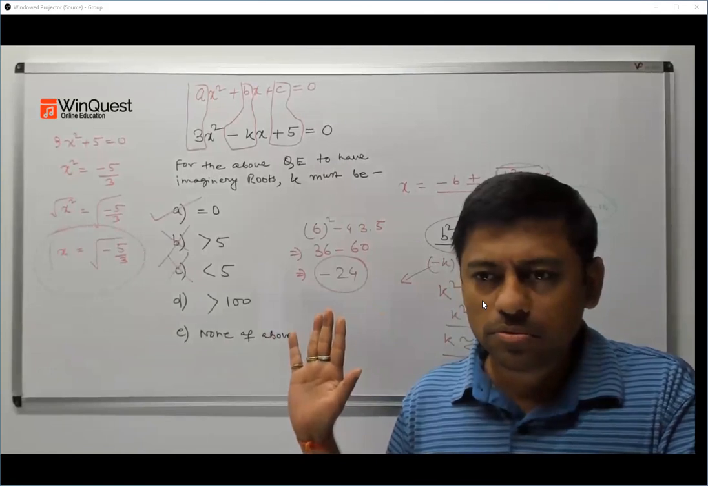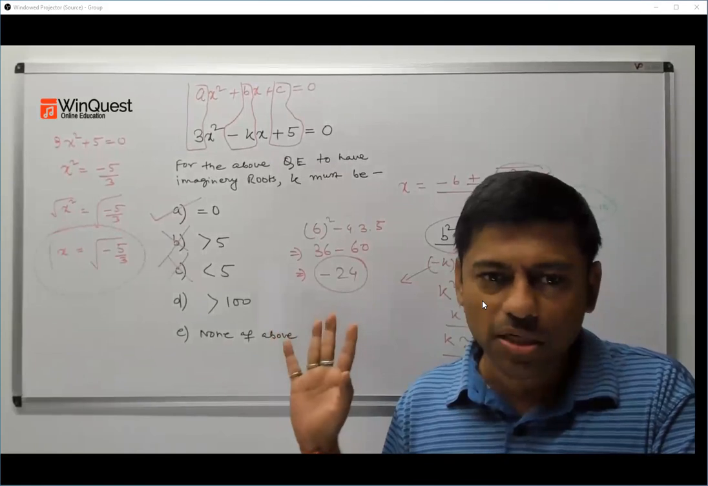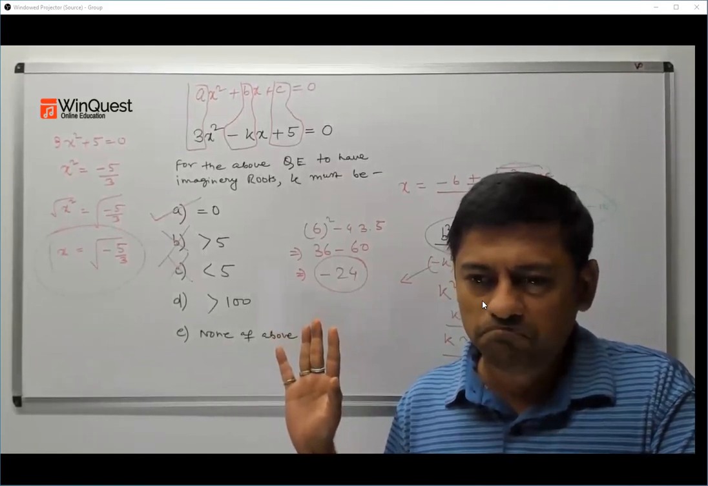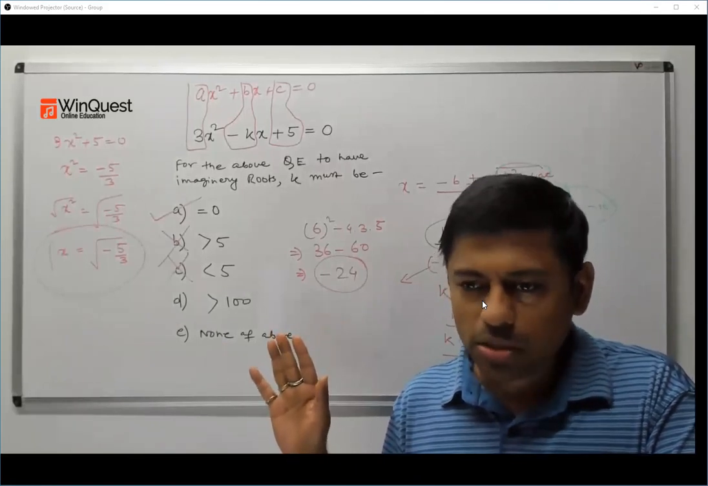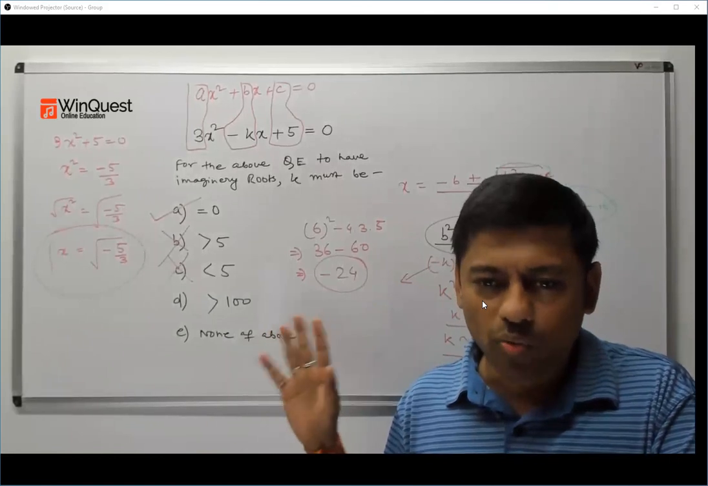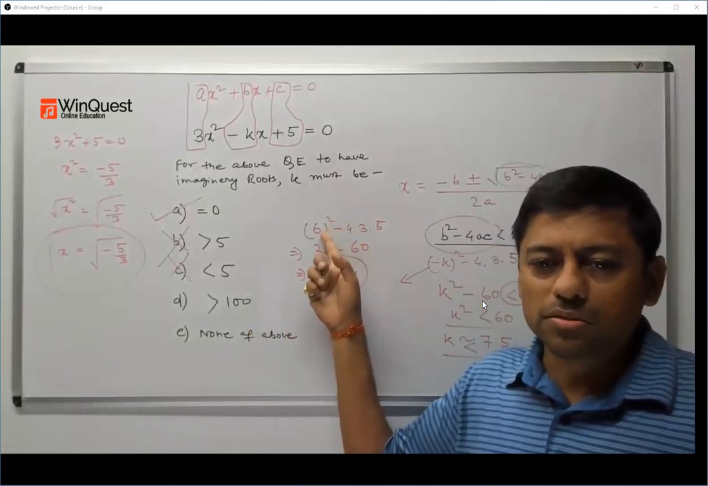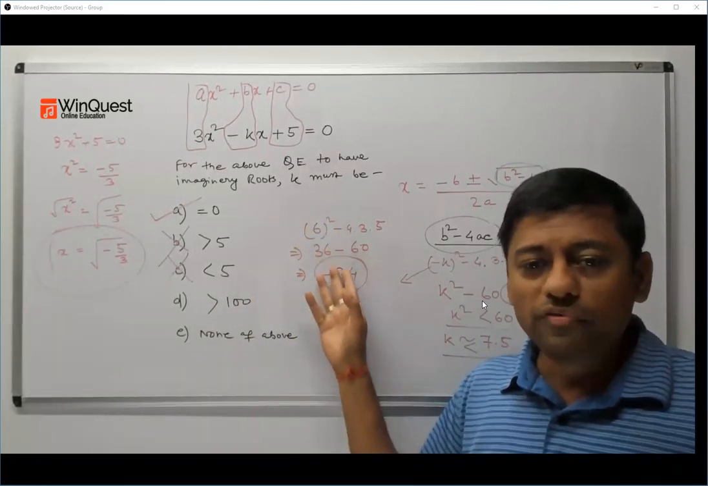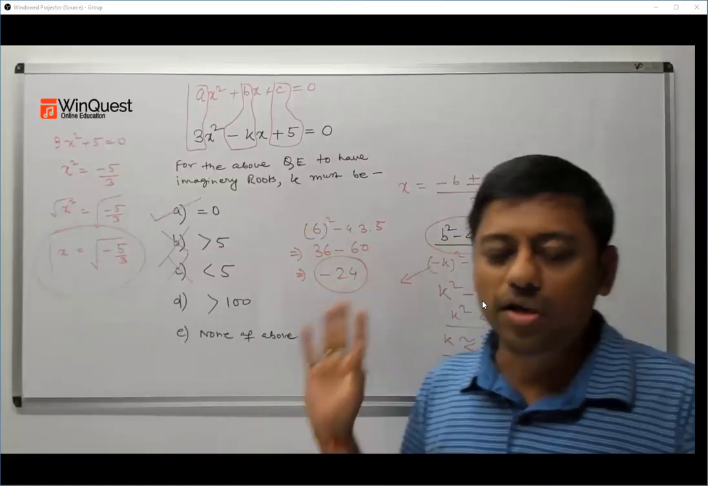D is a right option or no? No, it's not. Definitely not. Why? Put it 100. 100 square, when you take 100, which is the minimum 100, always it will be positive, and I need it less than 0. So 100 will definitely not.